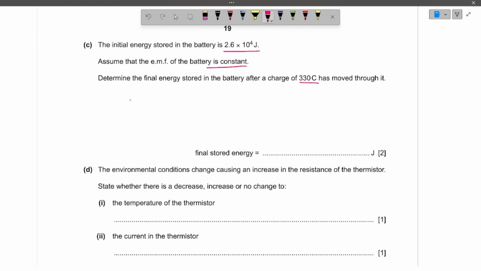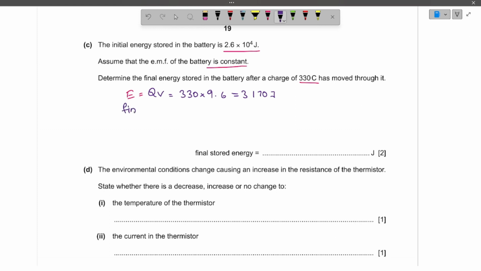So for that, you need to consider the energy that you lost. E is equal to QV is the formula. The Q value is already given, 330, and the voltage, the EMF of the battery, is constant. It stays the same, which is 9.6. So you will be getting that value of energy lost as 3170 joules. So this is the energy lost.